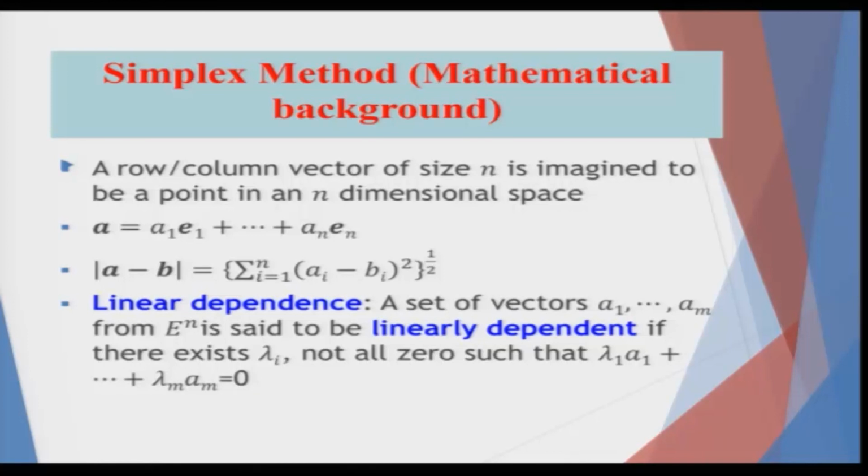Now, we will consider vectors, and why vectors will become clear when we consider the concept of simultaneous equations. We will consider either a row vector or a column vector, based on how we do the nomenclature of the direction of the vector. A row or a column vector of size n, that means n elements, is imagined to be a point in n dimensions.